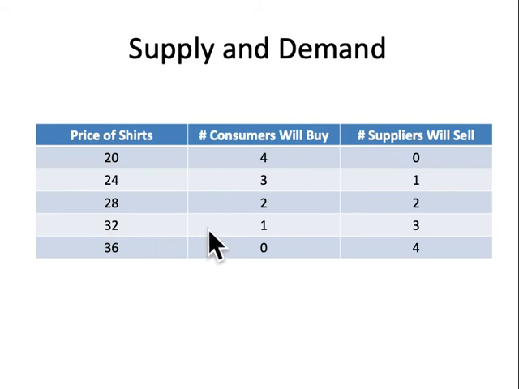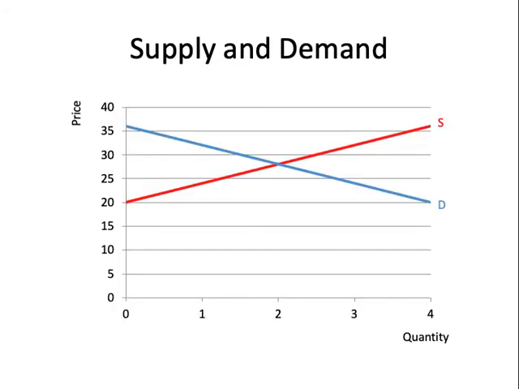$32, one consumer will want to buy, sellers will want to sell 3, and at $36, no consumer will buy, but sellers want to sell 4. So let's have 4 shirts and no one to sell it to. Okay, so let's look at what this looks like on a graph. So here we have demand and we have supply.